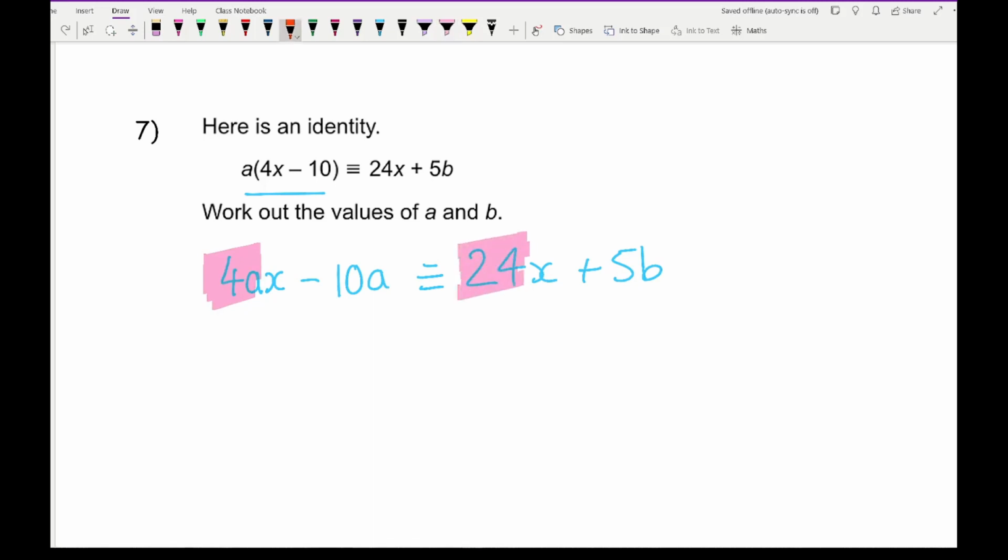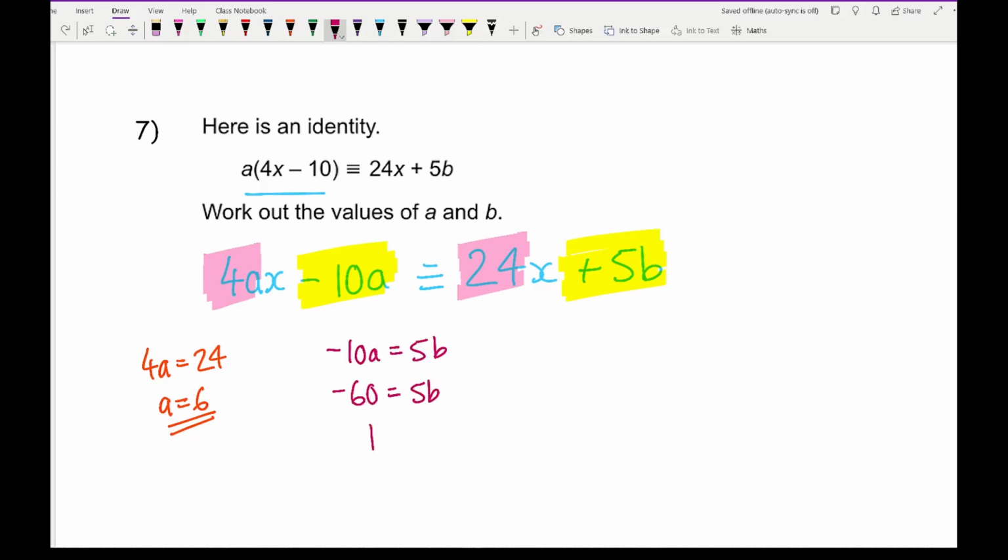So those two things must be equal to each other. So 4a equals 24, so a equals 6. Then for the next one, if I look at the constants, I've got minus 10a on this side, and that should be equal to plus 5b. So minus 10a equals 5b. Now I know a equals 6, so this is going to be minus 60 equals 5b. So b then equals minus 12. And again, don't forget the negative signs because that does make a difference.